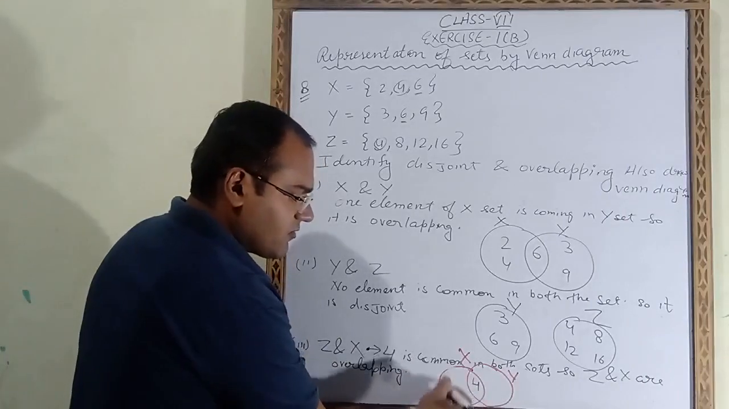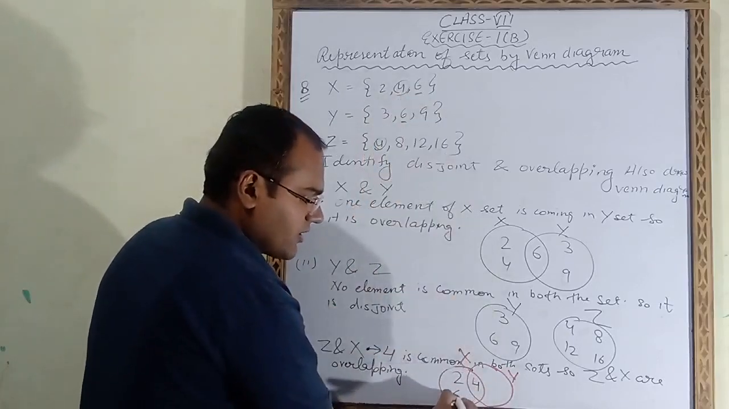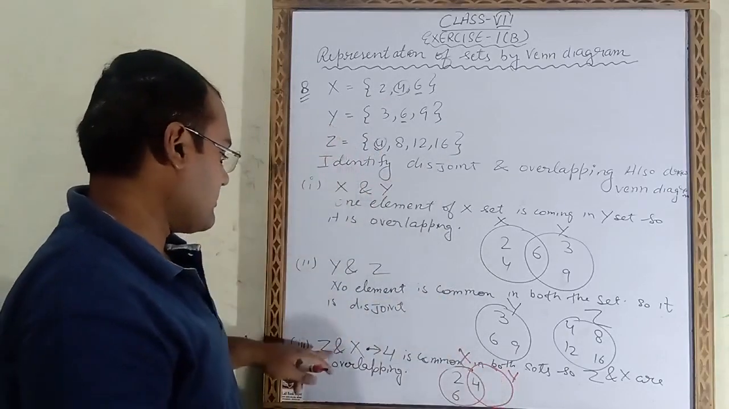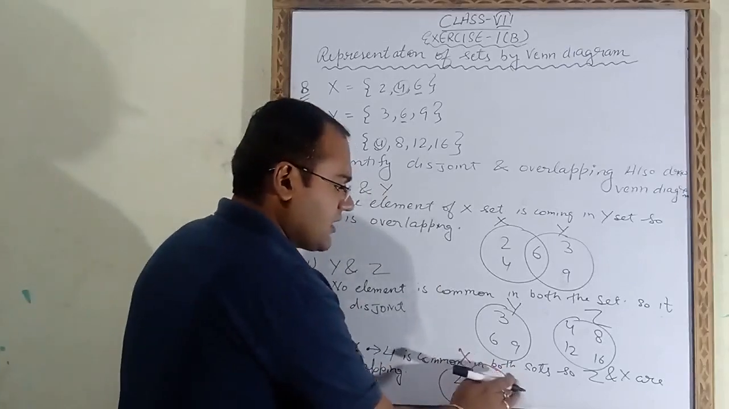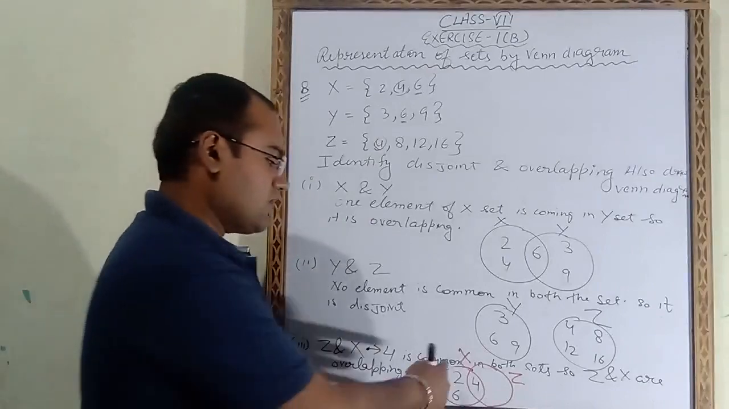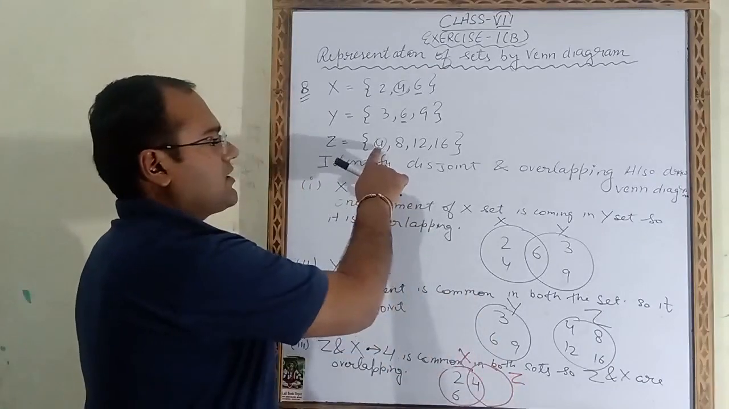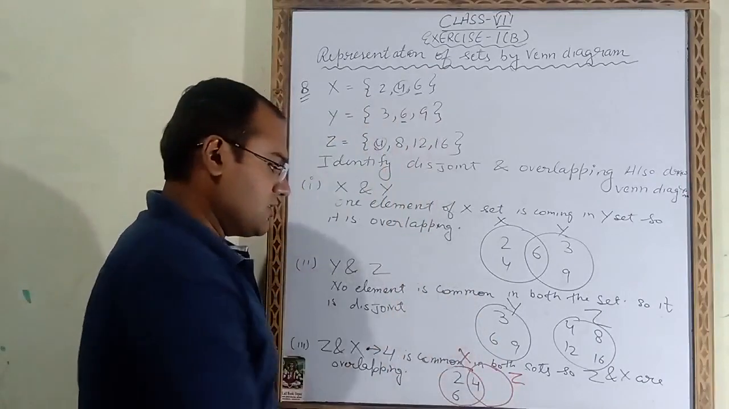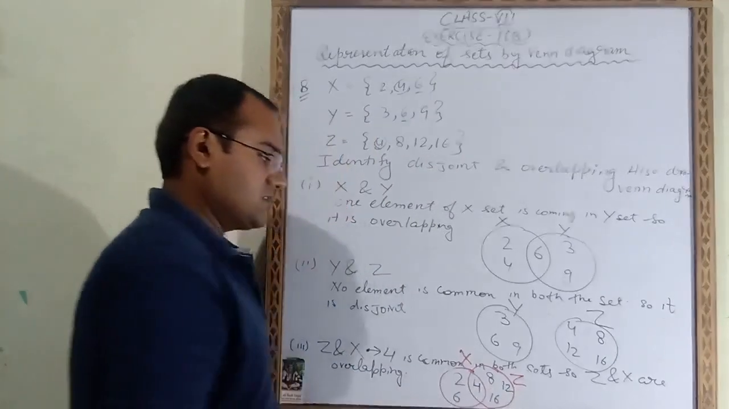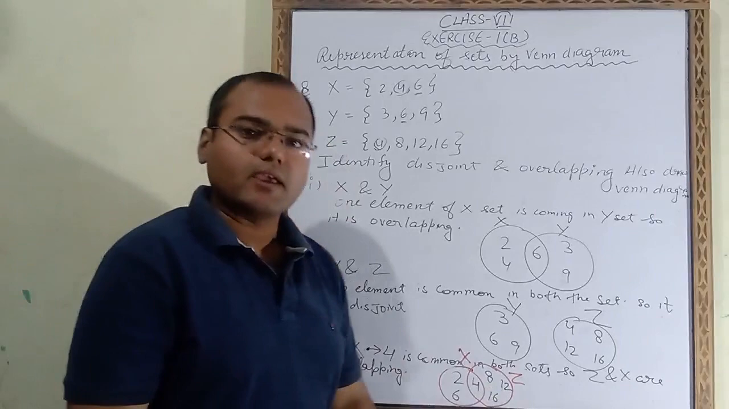This first circle is of X. X is 2, 4 and 6. 4 we had already written, so here we will fill 2 and 6. Now the second circle is of Z. Z and X we have to check. So the first circle is of X, the second circle is of Z. In Z, which elements are there? 4, 8, 12 and 16. 4 is already written, so we will fill here 8, 12 and 16. So this is the final solution of this part number 3. So like this you have to do question number 8.